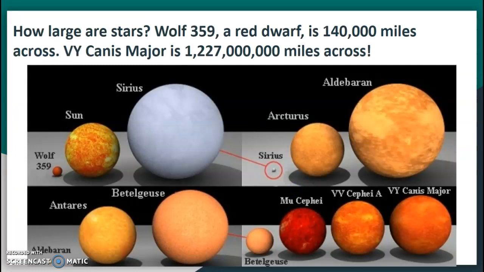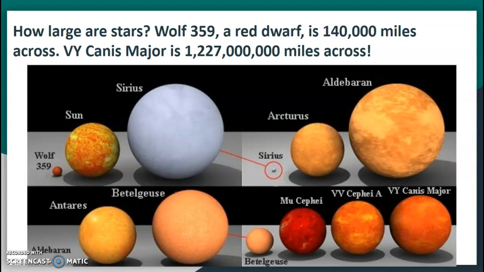Now, looking at some different sizes, a red dwarf is about 140,000 miles across. So that's the small one. That's Wolf 359, and that's next to our sun, and that's next to Sirius. Then you go to the next picture to the right and look at how small Sirius is compared to the next couple. And then Aldebaran is the small one on the next picture. And then Betelgeuse is very small compared to VY Canis Major.